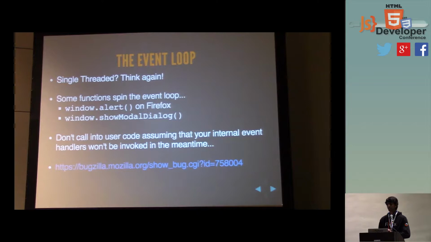First one is the event loop. Most of you may know this: JavaScript is single-threaded, so there's only one thread. There's no concurrency. From a programmer's perspective, it is somewhat simple, but I would caution you to not rely on that. If you think that it's single-threaded, think again. There are several things that can actually cause the event loop to spin. The first thing to be aware of is if you call window.alert in Firefox and you had some callbacks that were registered beforehand, that will actually cause them to get triggered, because alert spins the event loop.